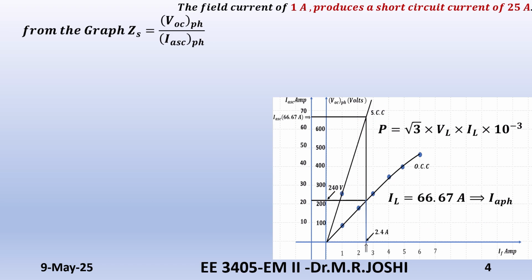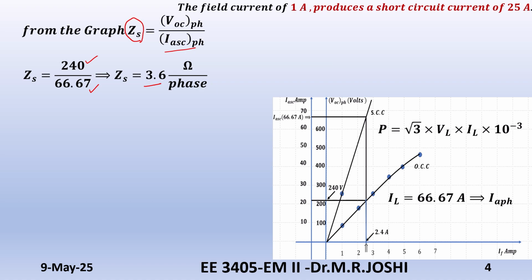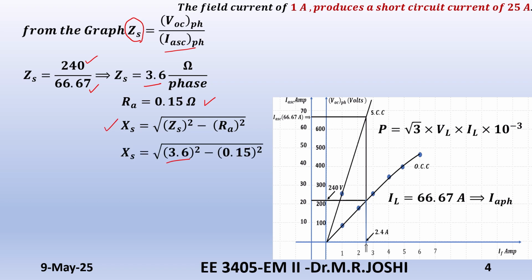Now with all these values, we can calculate the synchronous impedance as VOC divided by ISC. VOC we already got as 240 volt and ISC we got as 66.7, giving 3.6 ohm per phase, and RA is given as 0.15. With the formula of the synchronous reactance, we substitute all the values: 3.6 squared minus 0.15 squared. After taking the square root, we get 3.597 ohm per phase.